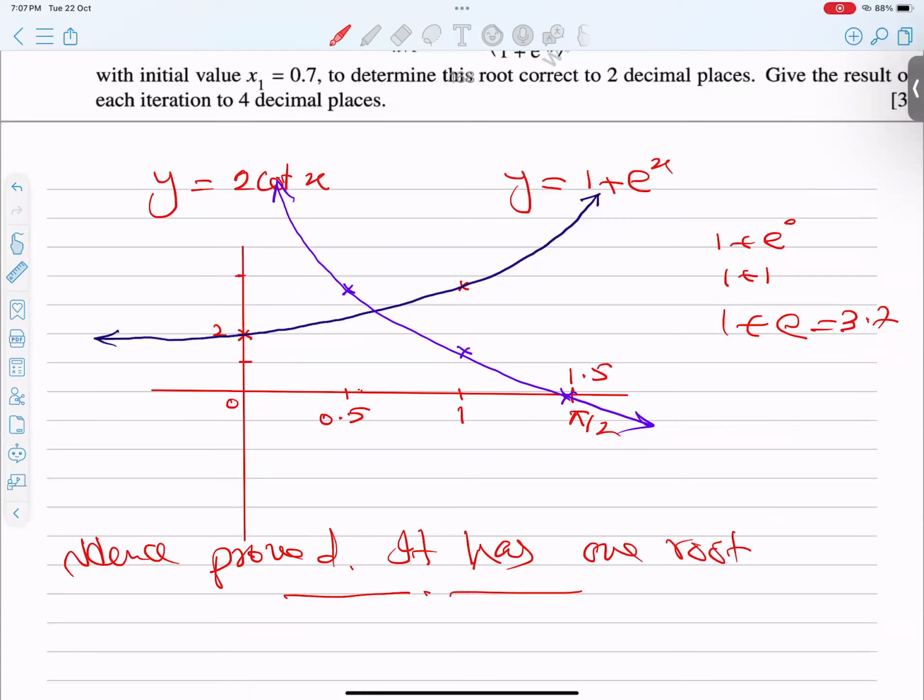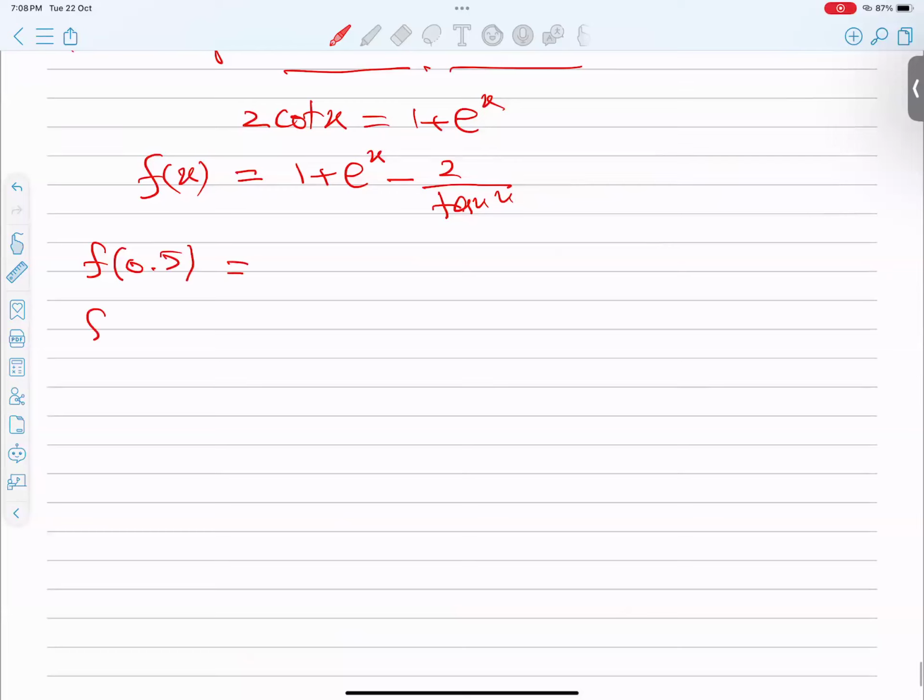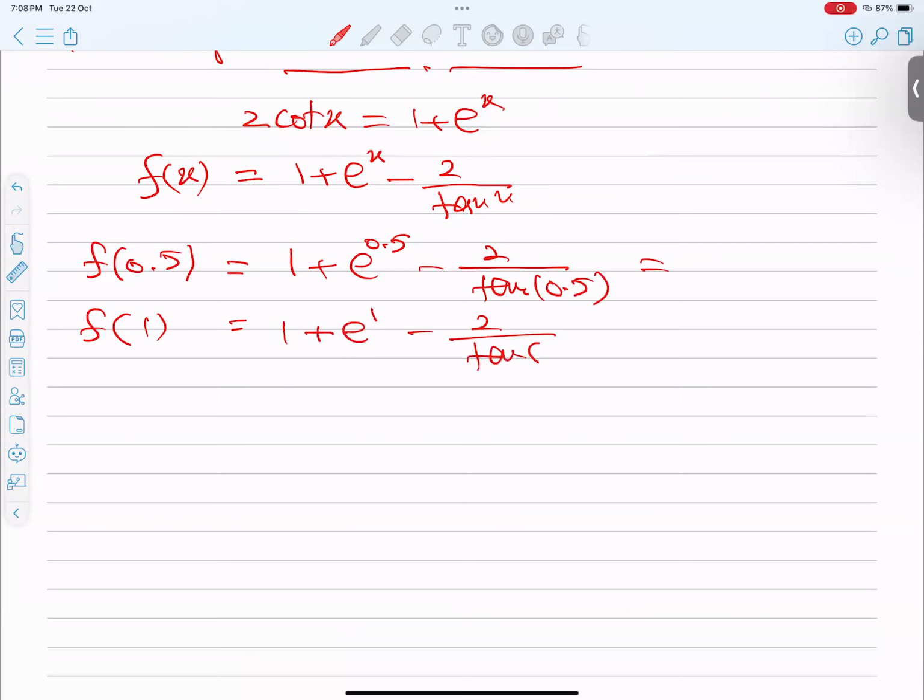So students, I have converted this whole question into this format, and there is no need to show the examiner how you have converted. This much you show directly, no issue at all. But what are the points we have, students? 0.5 and 1. So one time I put 0.5 and one time I put 1. When I plug in 0.5, e to power 0.5 minus 2 over tan 0.5. And the second time I put 1, e to power 1 minus 2 over tan 1.